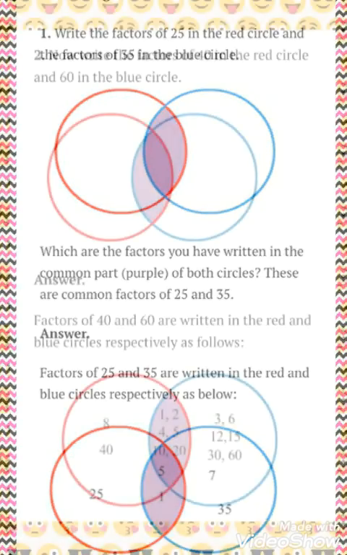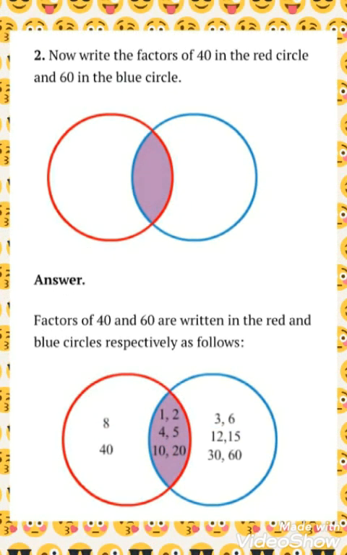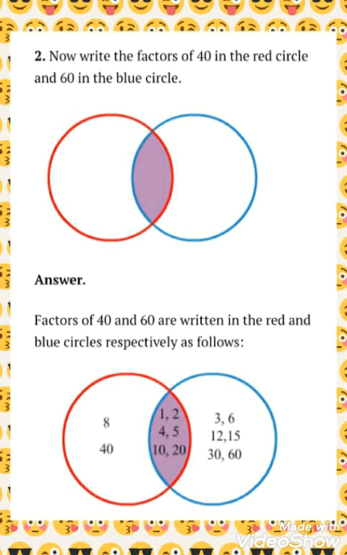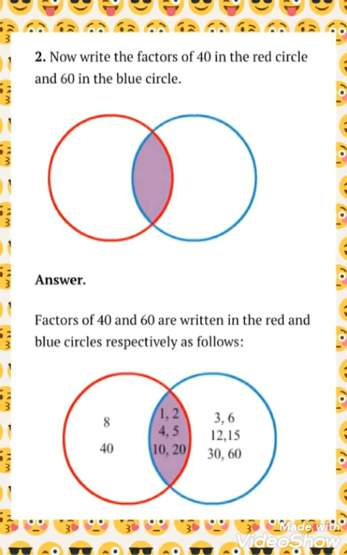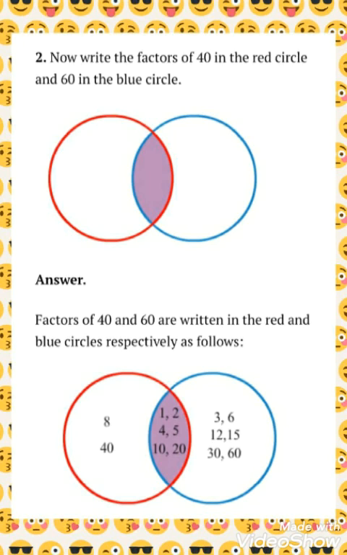Now, like the other question number 2, you will understand it much deeper. Now write the factors of 40 in the red circle and 60 in the blue circle. Again we have to do the same thing but with different numbers. In the red circle you will write the factors of 40, and in the blue circle you will write the factors of 60.